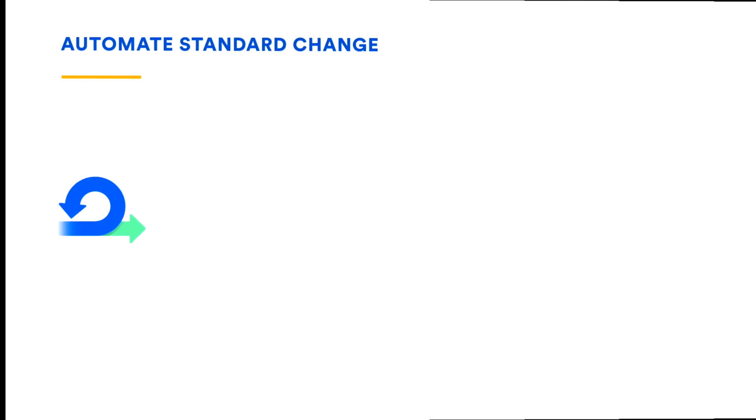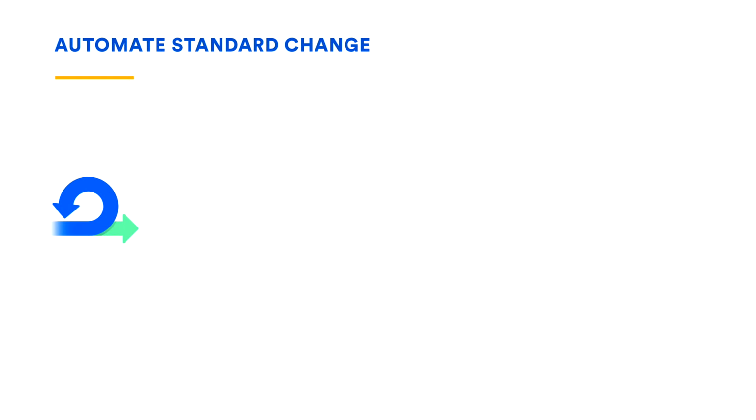Next, we want to look at an even higher-level example. So for those who don't know, a standard change is usually a change process that has been pre-approved. It's a run-of-the-mill change that we can run time and time again, and it happens all the time. So what we want to do is actually automate the whole change deployment process using automation.